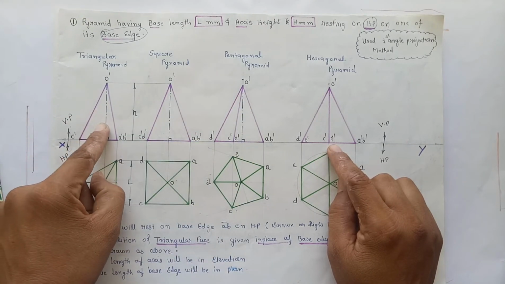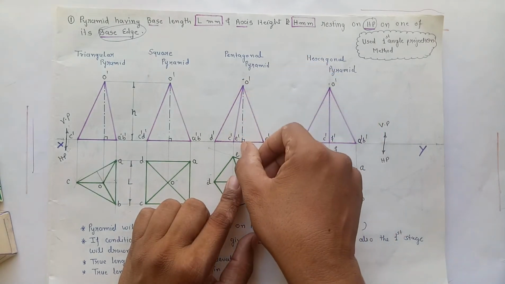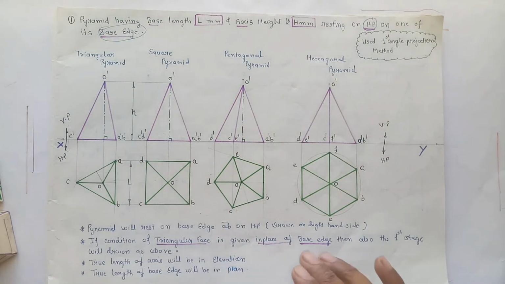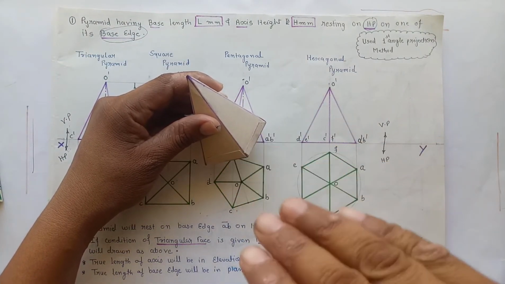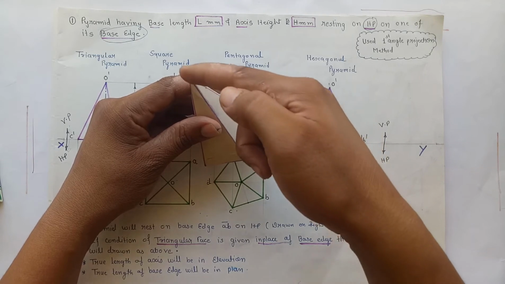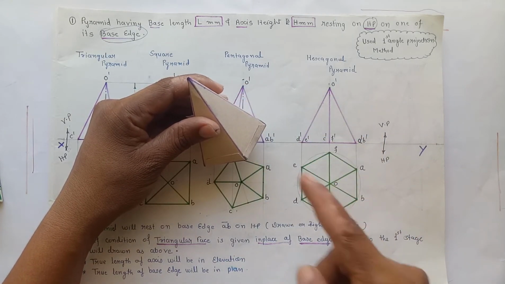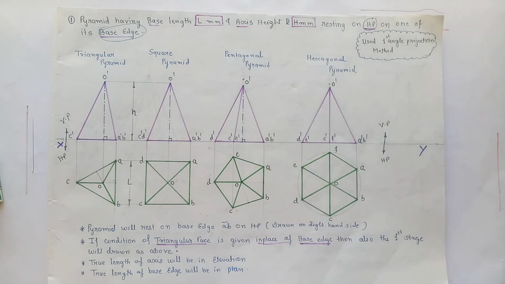Here in the triangular pyramid, square pyramid, and pentagonal pyramid, we have shown the axis, but in the hexagonal pyramid we haven't shown the axis, because whenever we watch the hexagon in the front view, this particular slant edge, that means the slant edge OC, will hide the axis. So here we haven't shown the axis.